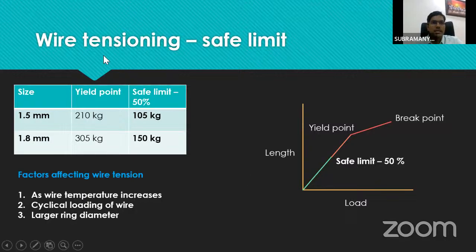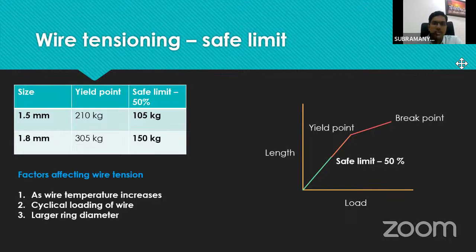So what will be the ideal tension? What is the safe limit? This is very, very important. So how do you decide how much tension can be given? The factors to be considered are the safe limit, the yield point, and the break point. The safe limit is 50% of the yield point.